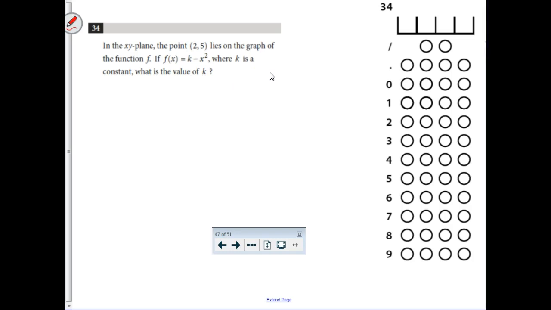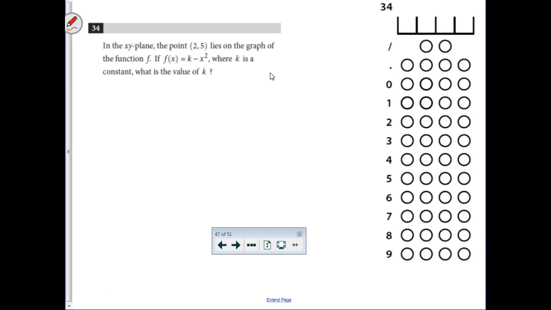Alright, so we have, okay, this is called a coordinate geometry problem. So, like, it is technically geometry, but it's really algebra because it's in the coordinate plane. So it has the ordered pair 2, 5 lies on a graph. And tell me about this graph if it's in the form k minus x squared. What does it look like? What kind of a graph would have an x squared in it? Let's start there. It's a quadratic, a parabola.